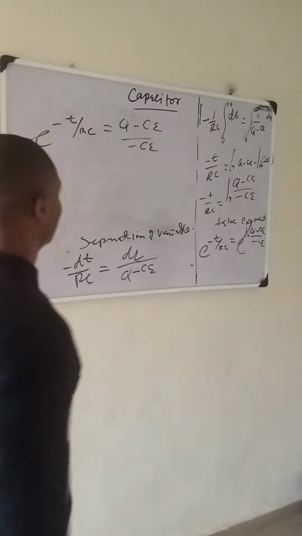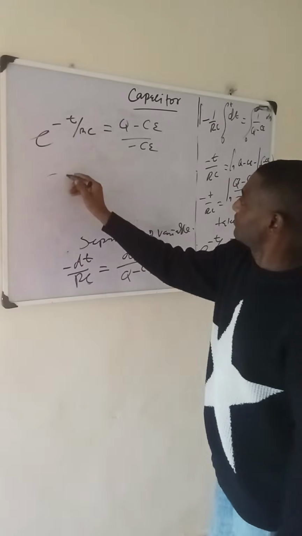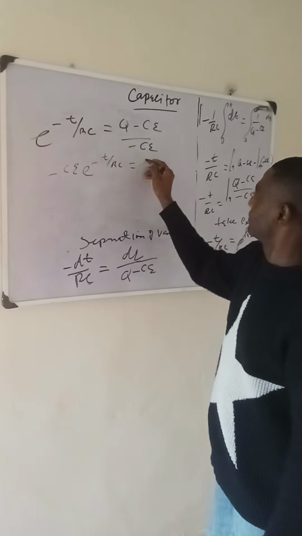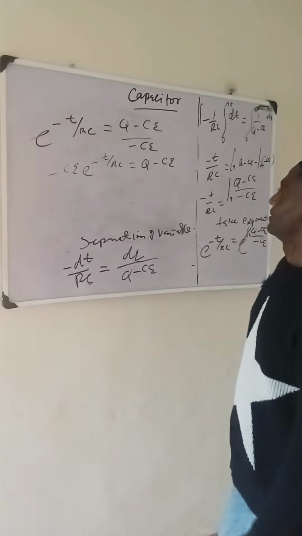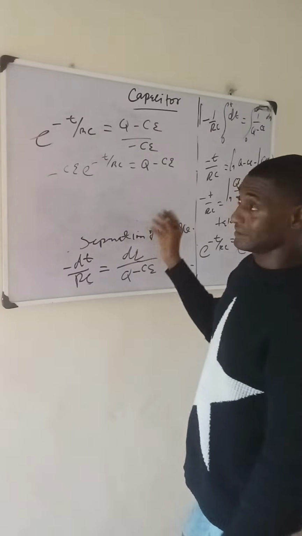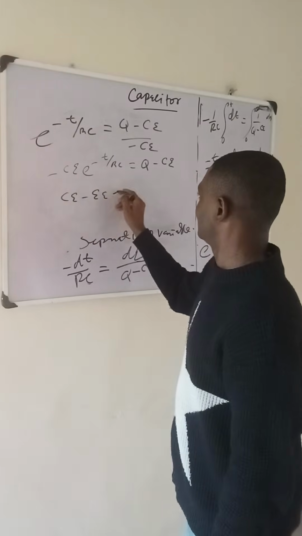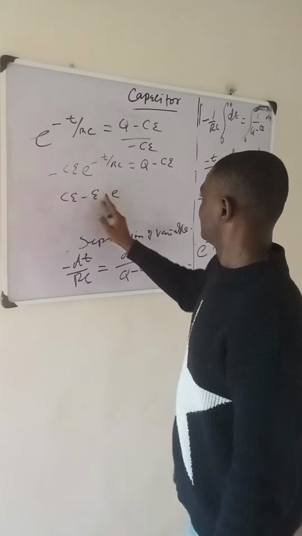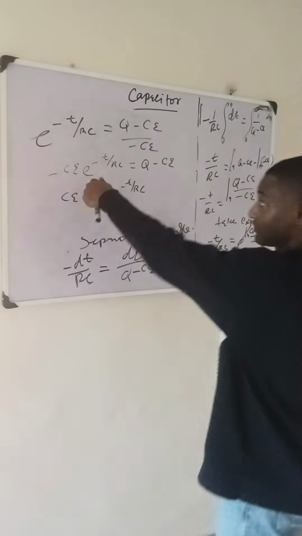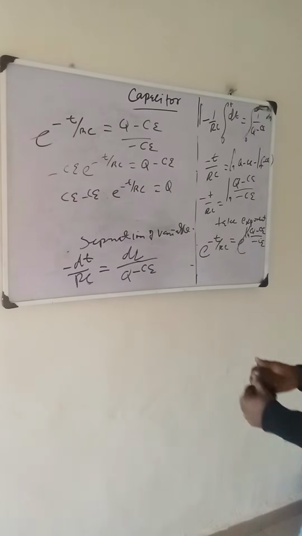Okay? So now, what do we do? We cross multiply. So negative CE times e to the minus t all over RC equals q minus CE. And what do we do with this? We collect like terms. So we can add CE to both sides. So we have CE minus CE exponent negative t over RC, and that is equal to q.